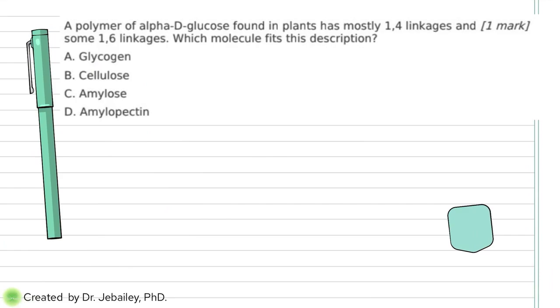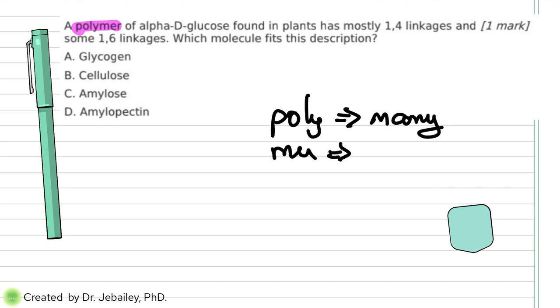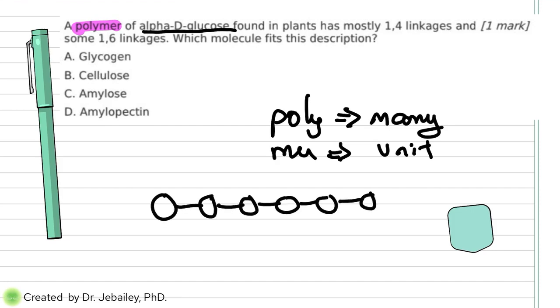A polymer. Polymer means a large molecule, right? And that means you have to remember that the word poly means many, and mer means unit. So it's many units of what? Of alpha D glucose. So that means we have a bunch of glucose like this. These circles are glucose, and it's just going like this.